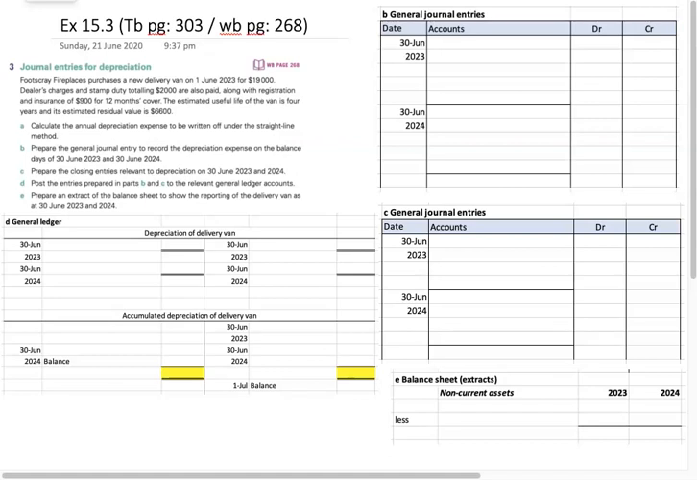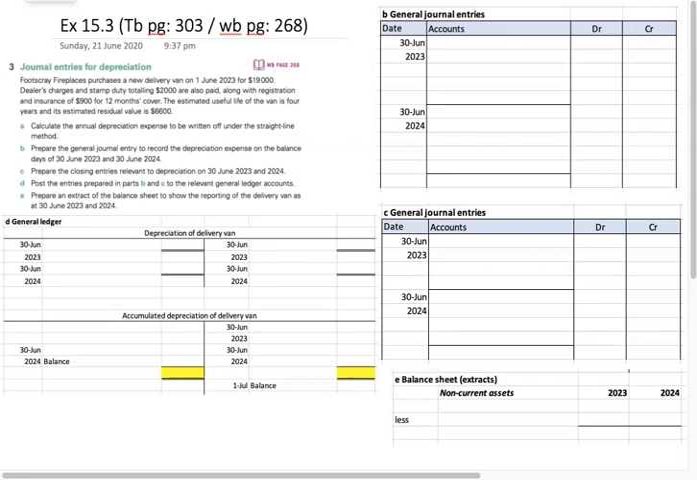Hi class, this video is going to run through exercise 15.3 of our textbook, which is all about how we complete our journal entries, either in our general journal and general ledger, for recording depreciation and specifically straight line depreciation. It asks us to do pretty much all the skills you're going to be asked to do for straight line depreciation, so it's a great question.